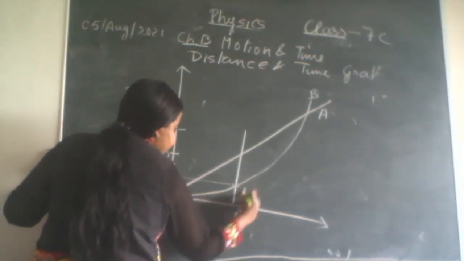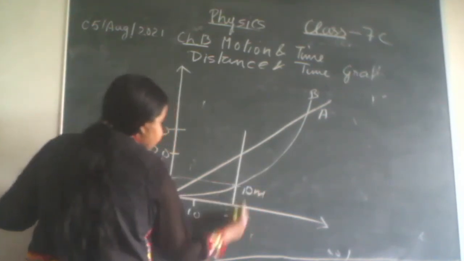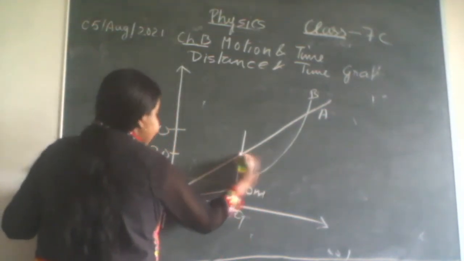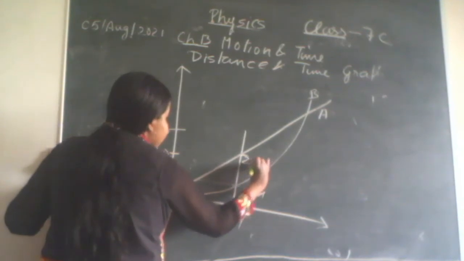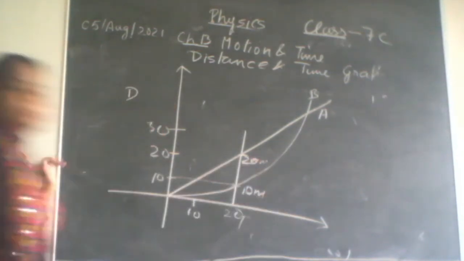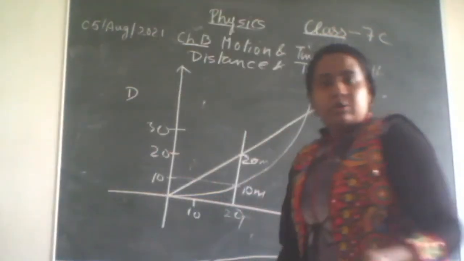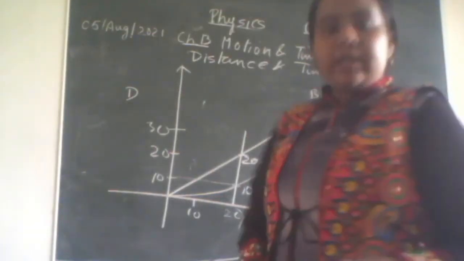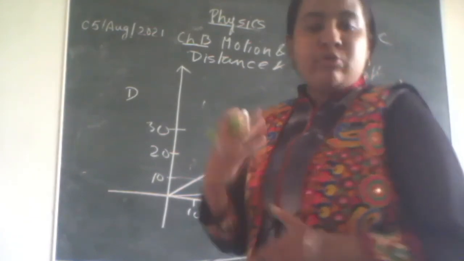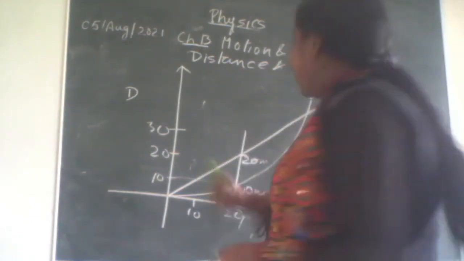So let's see. In 20 seconds, this body has covered 10 meters. But in 20 seconds, body A has covered 20 meters. Am I correct or not? Correct. So which body is faster? A or B? Body A. Understood the other method?